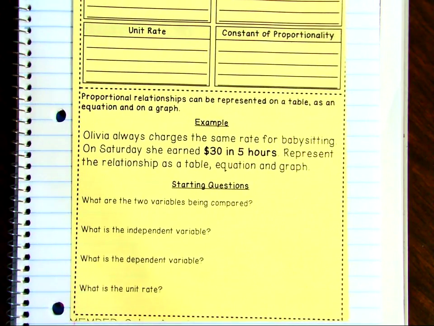Olivia always charges the same rate for babysitting, and on Saturday, she babysat for 5 hours, and she walked out of there with $30. Tell me the first thing that comes to your mind right away. What do you know right away? Raise your hand. You know the cost. She earns $6 an hour. You know that based on that information.